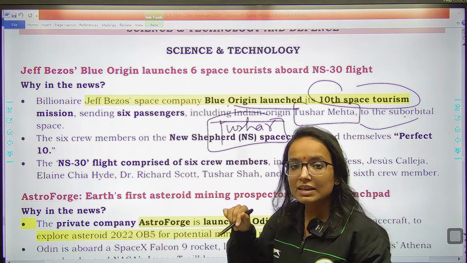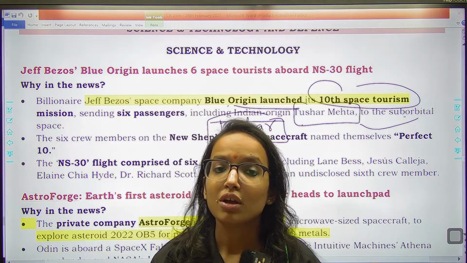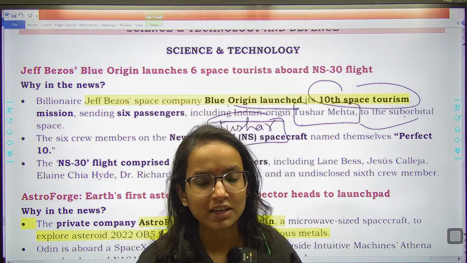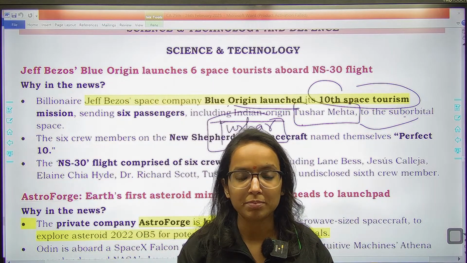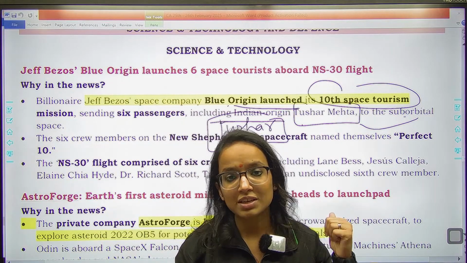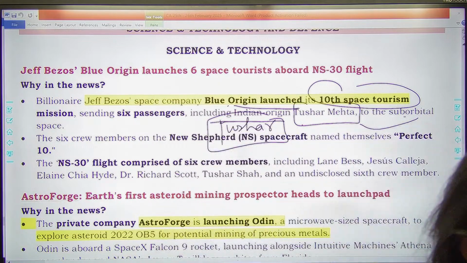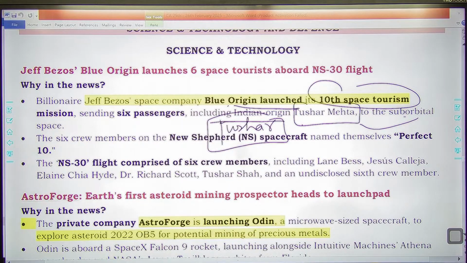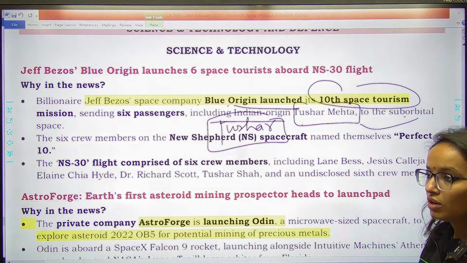You know recently, the names of Indian origin astronauts in space missions were asked, right? I think in RBI and IRDAI. Exactly, I don't remember, but either of them it was asked. So this name again becomes very, very important. Remember this name, Tushar Mehta, right? So the 6 passenger fleet will also include Tushar Mehta.